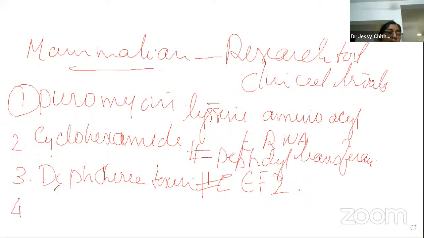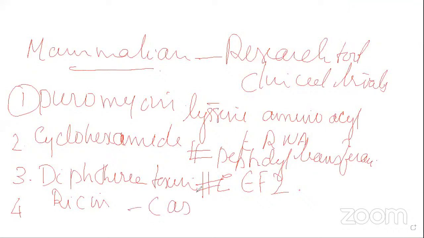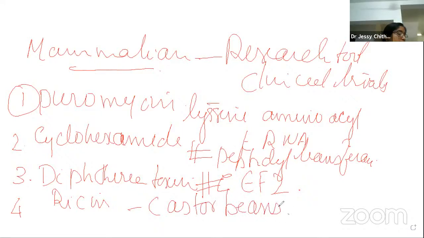Now comes ricin, from castor beans. What is the action of ricin? Ricin will inhibit the peptidyl transferase enzyme. So these are the mammalian inhibitors. Which are the mammalian inhibitors? Puromycin, cycloheximide, diphtheria toxin, and ricin.